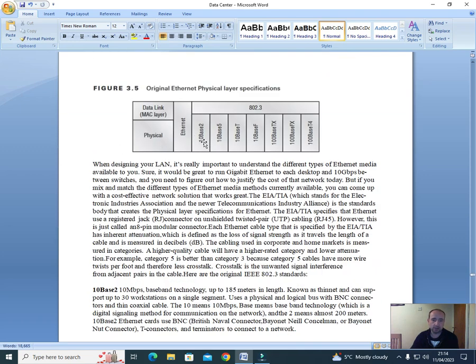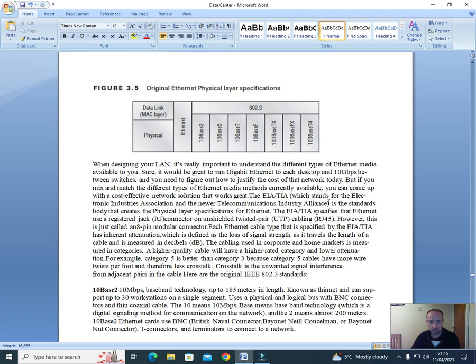Physical Ethernet: 10Base2, 10Base5, 10BaseT, 10BaseF, 100BaseTX, 100BaseFX, 100BaseT4. When designing your LAN, it's really important to understand the different types of Ethernet media available to you. Sure, it would be great to run gigabit Ethernet to each desktop and 10 Gbps between switches, but you need to figure out how to justify the cost of that network today. But if you mix and match the different types of Ethernet media methods currently available, you can come up with a cost-effective network solution that works great.